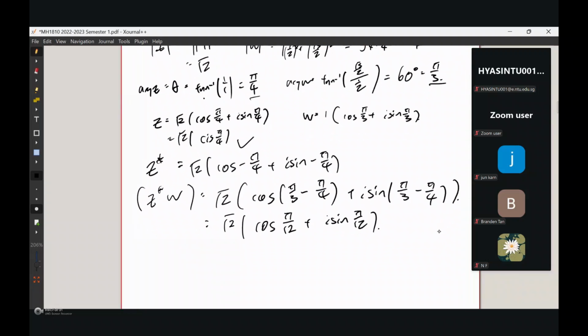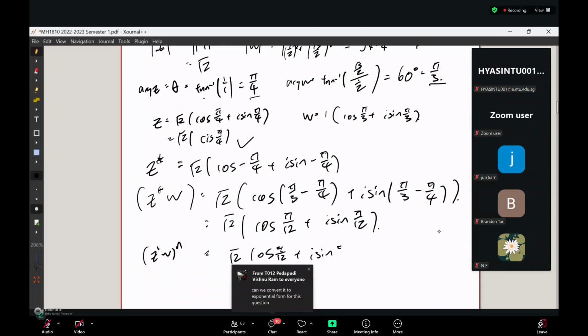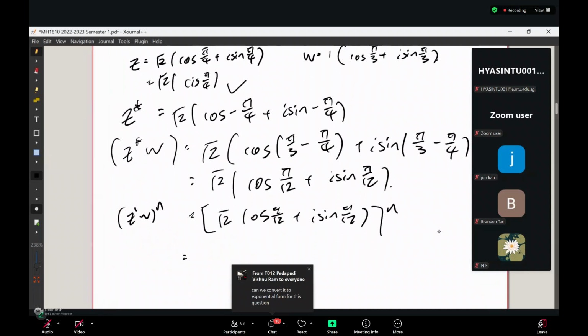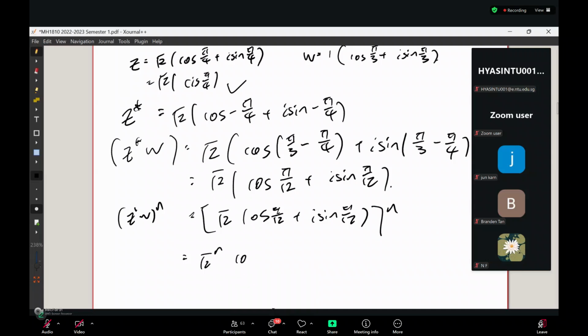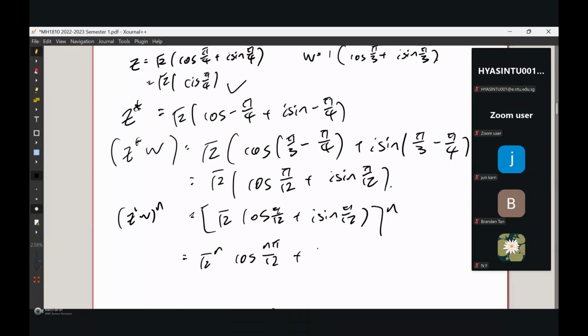Then we are going to raise this to the power n. What is the condition here? We want the least positive integer n such that z star w to the power n is real. So I'm going to take this whole thing and raise it to the power n, cosine pi over 12 plus i sine pi over 12. Here I will get square root 2 to the n, cosine n pi over 12 plus i sine n pi over 12. This is what happens if we raise it to the nth power.